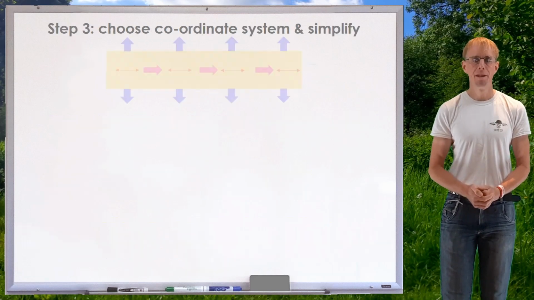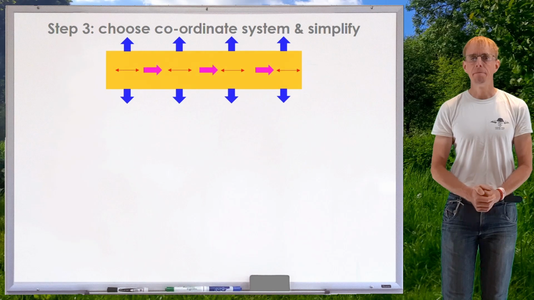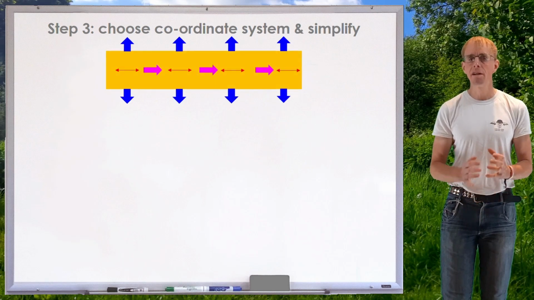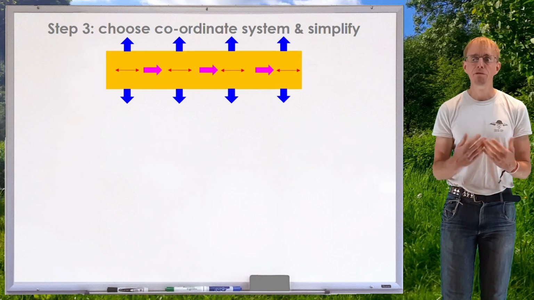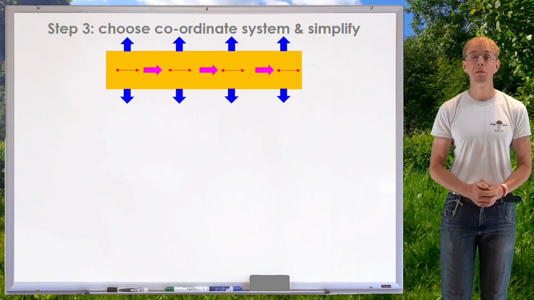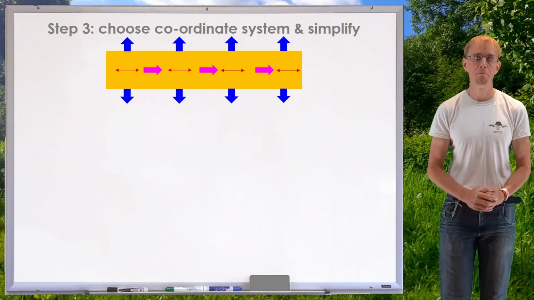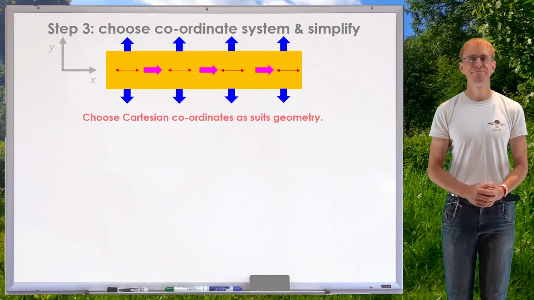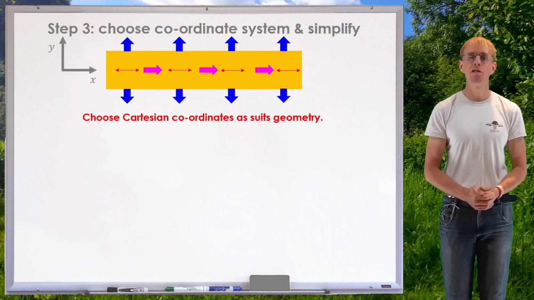All right, so let's look at step 3. I'm going to choose my coordinate system, and I'm going to simplify the vector form of the energy equation into one that is more pertinent to this particular problem. So, we're dealing with a flat film, ideally described by Cartesian coordinates.